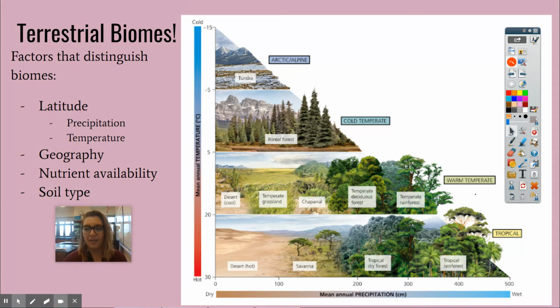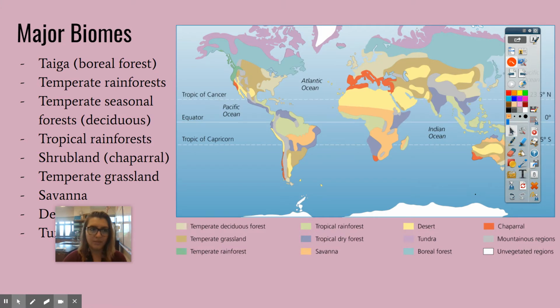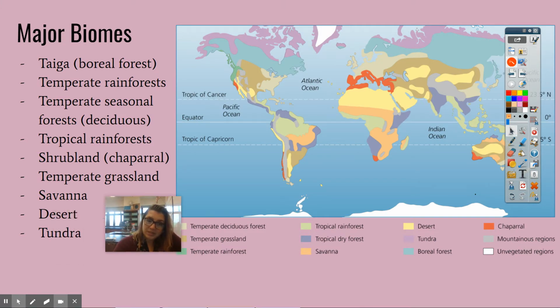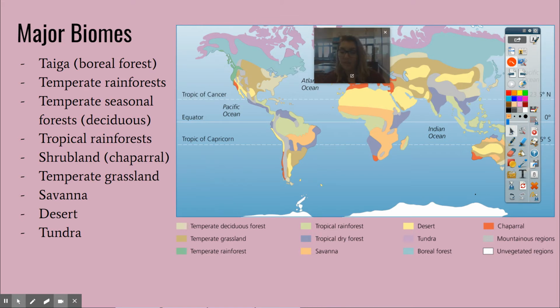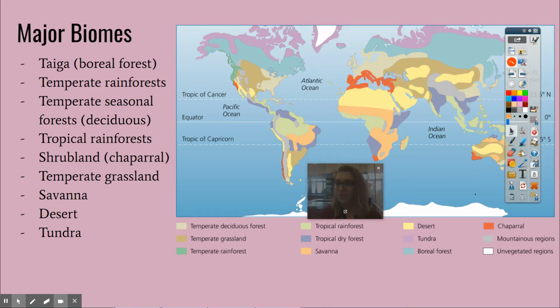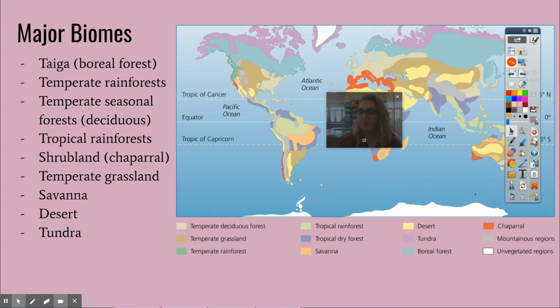which is dependent upon, again, latitude. Okay, so the major biomes we're going to be talking about, we have the taiga, which here is called the boreal forest. So in your textbook, if you're looking up your biome, taiga is also called the boreal forest. Temperate rainforests, that's going to be like the Pacific Northwest. You can see there's really not a lot of temperate rainforests across the globe. It's really just like the Pacific Northwest over here and like Alaska.